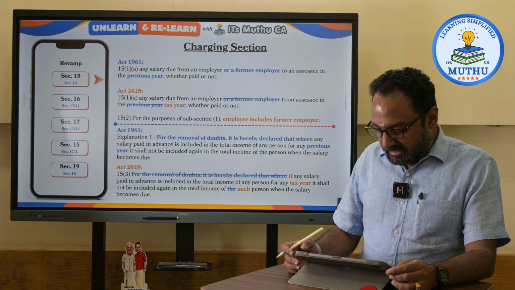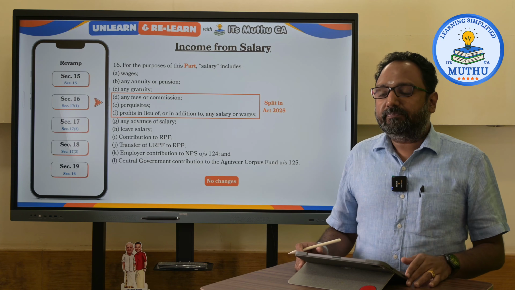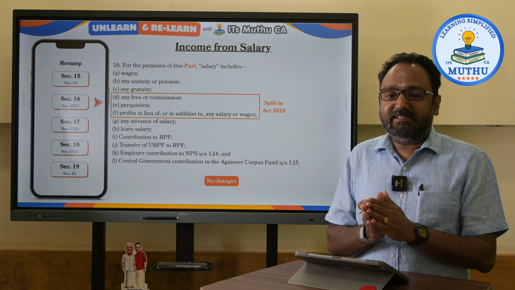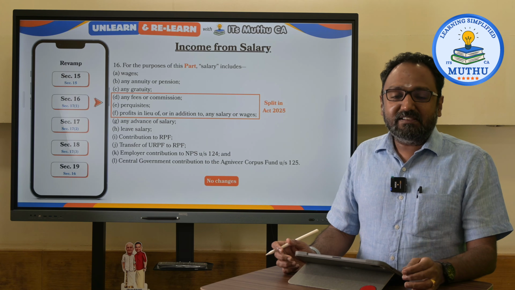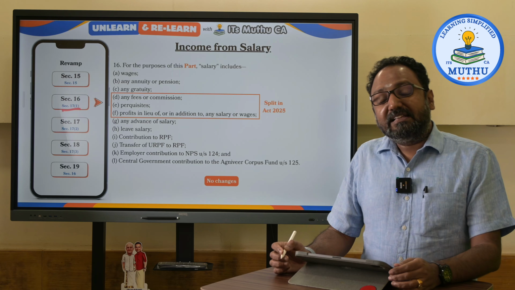So hope that's clear. Now we will move on to the next category, section 16. Section 16 of Act 2025, not Act 1961, because Act 1961 section 16 is deductions. Now what we are going to see is section 16 of Act 2025, which is the old 17.1.